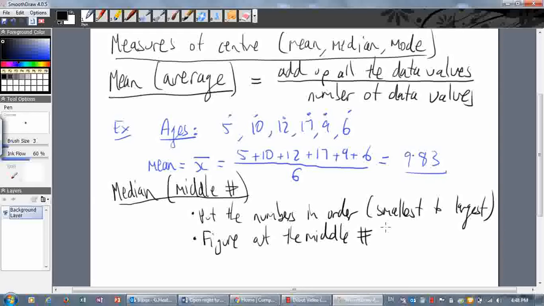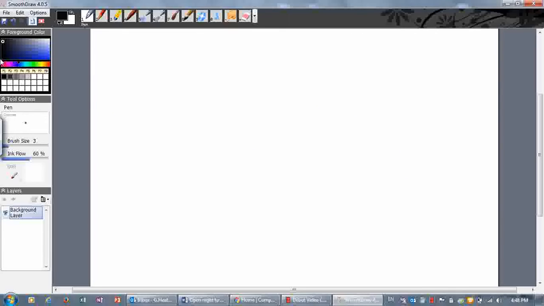I'm just going to use hash meaning number, okay? Figure out the middle number. Let's do an example of that. So an example, let's do 5, 8, 2, 1, 17, 3 and 9. Okay, so they're the numbers that we want to find the median of, and let's say that these are ages as well. So I've got a bunch of ages.